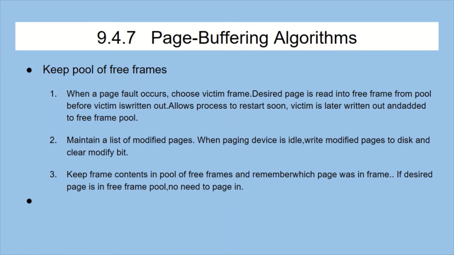Second is to maintain a list of modified pages. When the paging device is idle, write a modified page to it and clear the modified bit. Third, keep frame contents in the pool of free frames and remember which page was in the frame. If the desired page is in the free frame pool, there is no need to page in.